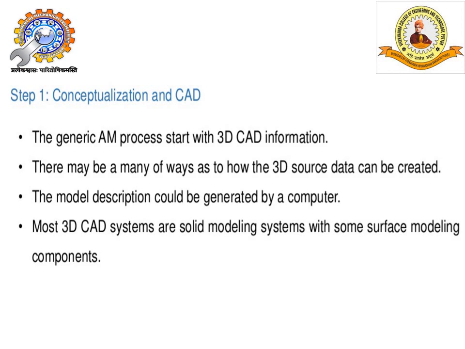The generic additive manufacturing process starts with the 3D CAD information. There may be many ways in which the 3D source of data can be created. Obviously, the model description could be generated by a computer. Most 3D CAD systems are solid modeling systems with some surface modeling components.